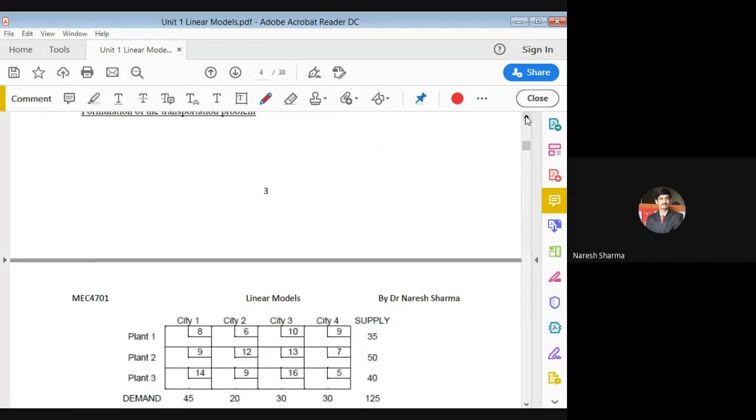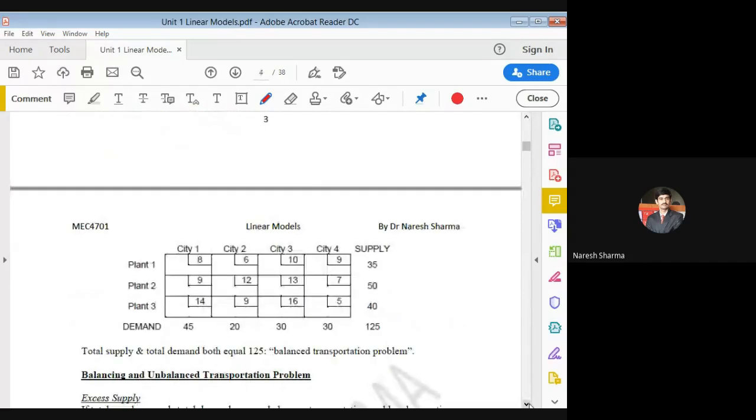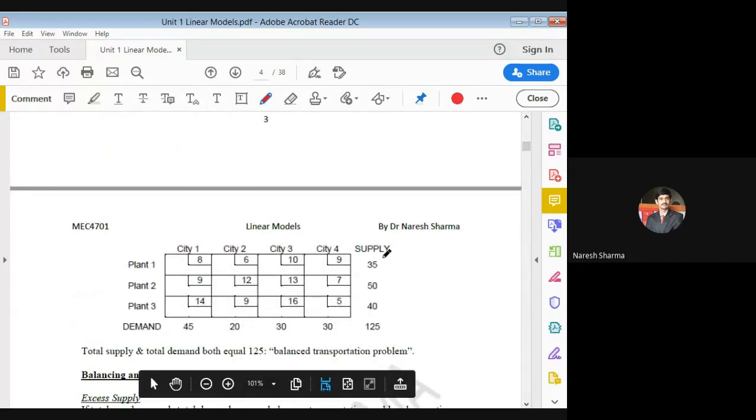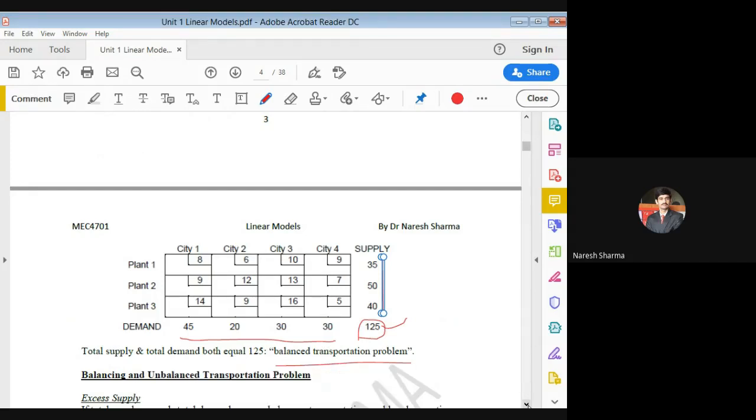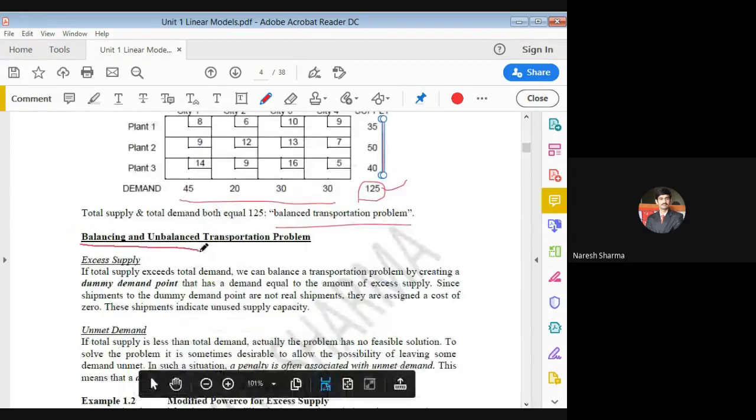Further, in this particular example, the sum of the capacities is 125, and the demand requirement of the cities is also 125. If these are the same, as in this example, the problem is called a balanced problem. We always work on a balanced problem, but if the problem is not balanced, we try to convert it into a balanced problem. So how do we do that? Balancing an unbalanced transportation problem.